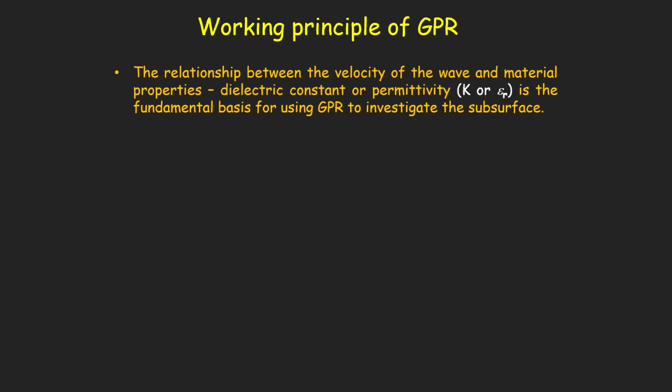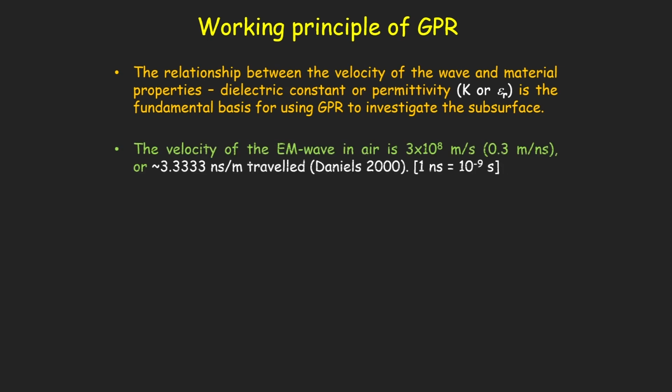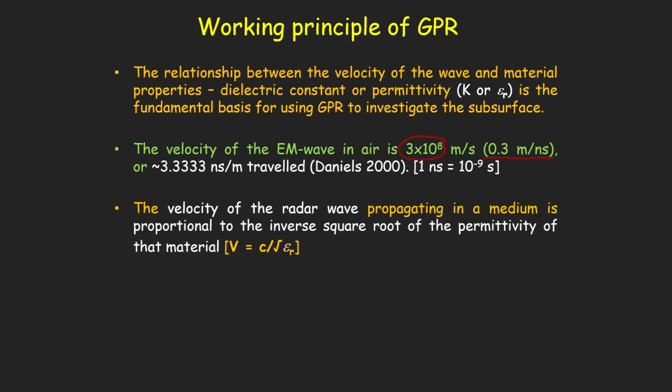Now, if we take the working principle, the relation between the velocity of the wave and the material properties, dielectric constant or permittivity, is the fundamental basis for using GPR to investigate the subsurface. And the velocity of the electromagnetic wave in air is about 10 to the power 8 meters per second, or around 0.3 meters per nanosecond. That is the velocity of an electromagnetic wave in air.